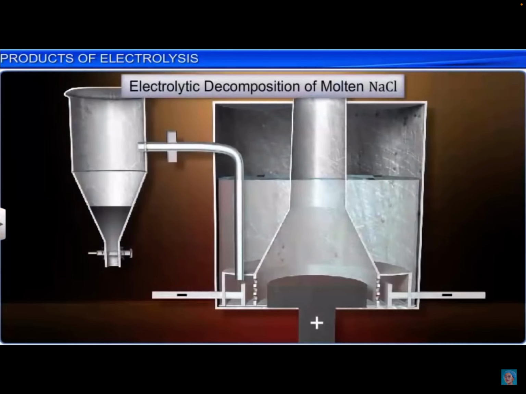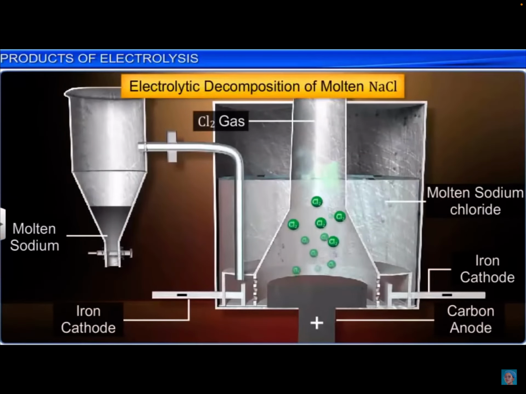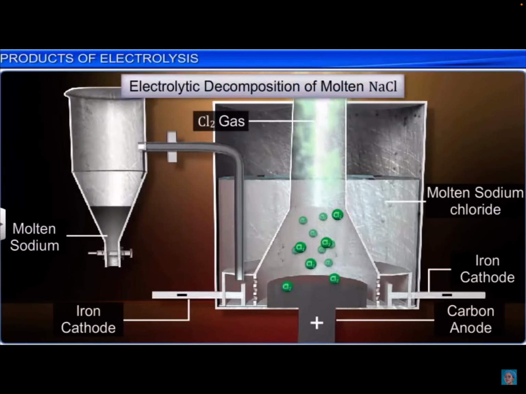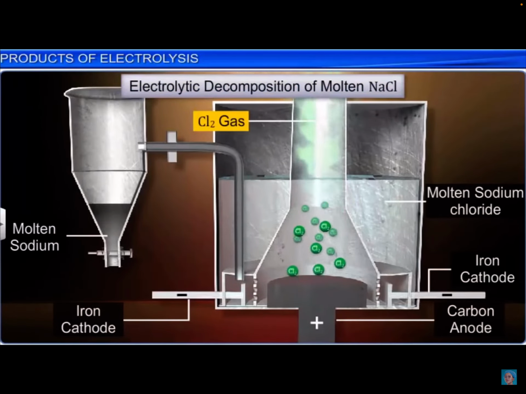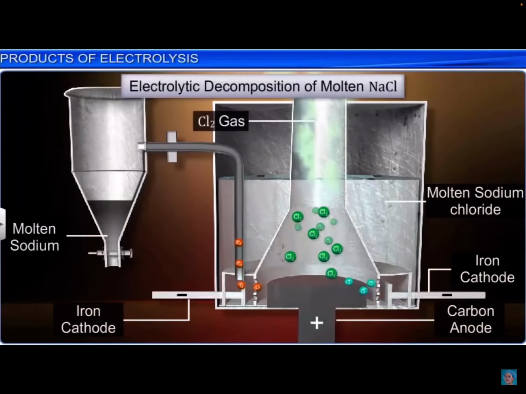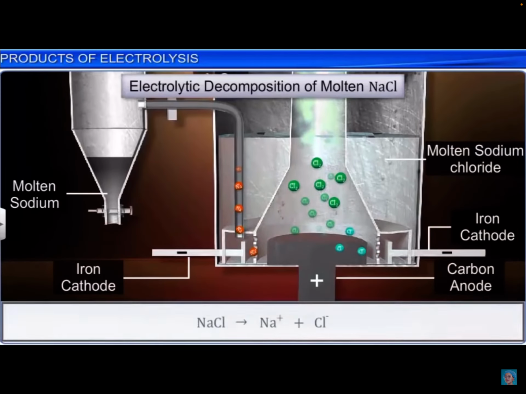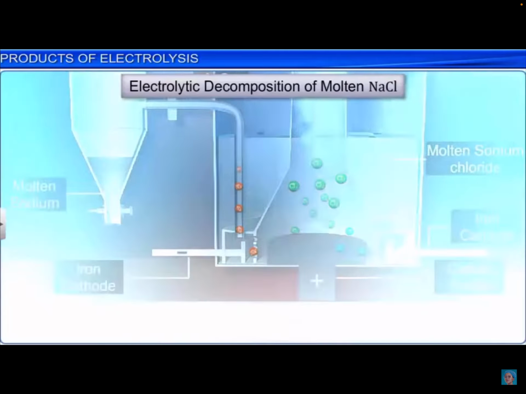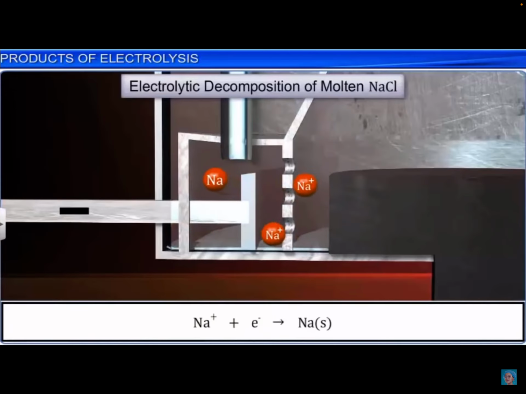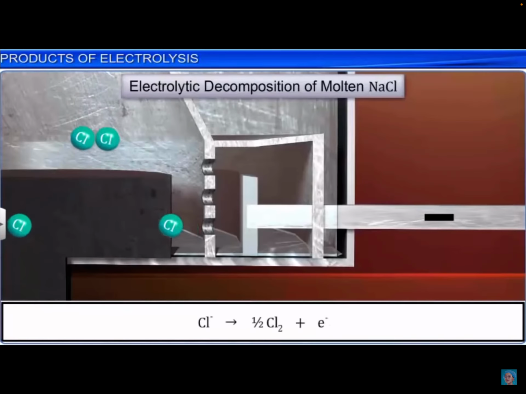For example, the electrolytic decomposition of molten sodium chloride will produce sodium metal and chlorine gas. In this case, only one cation, that is the sodium ion, and one anion, that is the chloride ion, are produced. Sodium ions are reduced to sodium metal at the cathode, while chloride ions are oxidized to chlorine gas at the anode.